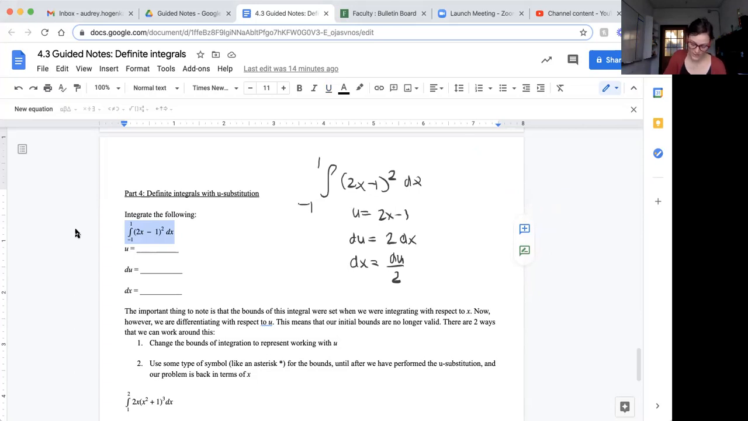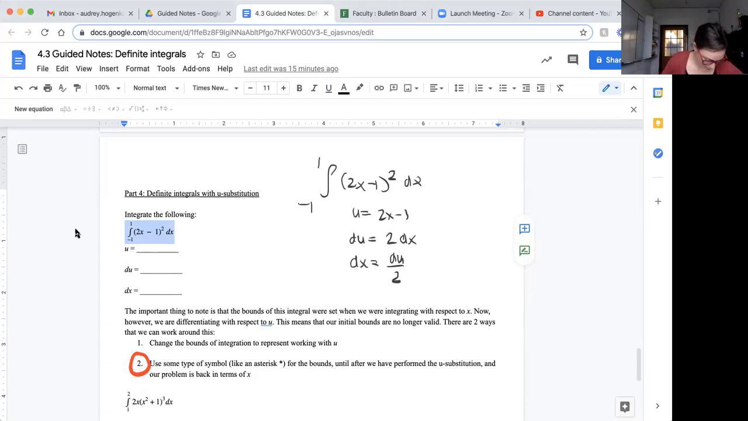And so there are a couple of different ways that you can get around this. So I'll show you both and you can choose which way you like better. So you can first change the bounds of integration to represent working with u, okay? Or you can use some type of symbol, like a star, for the bounds until after you have performed u sub, and then your problem is back in terms of x. So remember, you do your u sub and then you plug u back in. So you get your function back in terms of x. So you can use something as a placeholder until your function is back in terms of x, in which case you can use the bounds that you have, okay? So I'm gonna use this number 2 method for now, but I will do another example that uses the first method, okay?